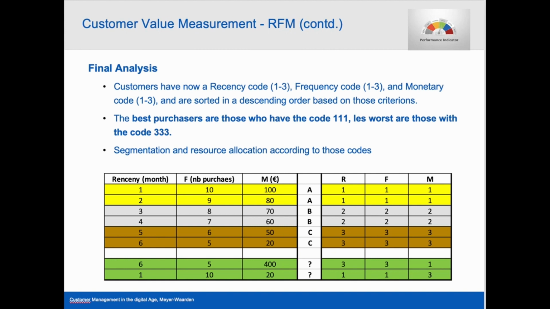On the other hand, you might have customers with 3 for recency and 3 for frequency, but 1 for monetary amount. This would be a highly interesting customer because he does not buy many times, so his recency is low and his frequency too. But when he buys, he buys a lot. So it would be interesting to convert this customer, to make him a recent and frequent customer, in order to make this 331 customer a 111 customer.